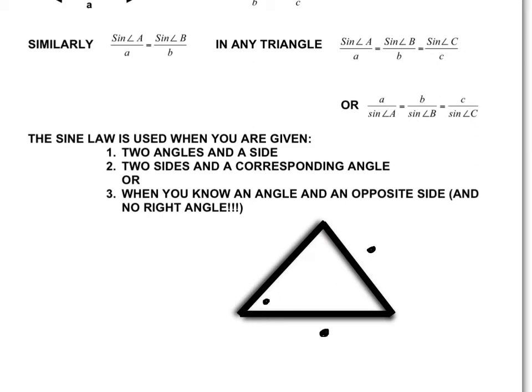Now there's a third option that I like the best, so I'm going to circle it. When you know an angle and an opposite side and no right angle. If you know an angle and an opposite side, you can use sine law every time. Now make sure there's no right angle, because if there's a right angle, then you'd be using SOHCAHTOA.